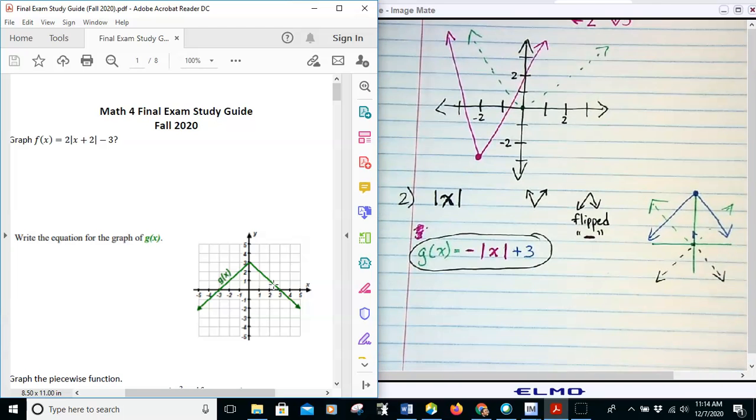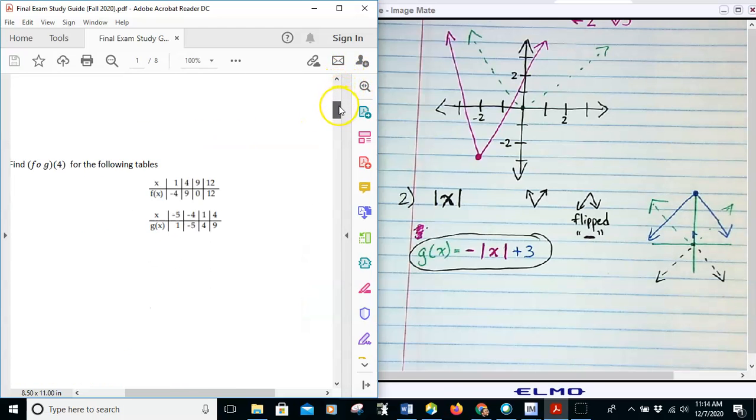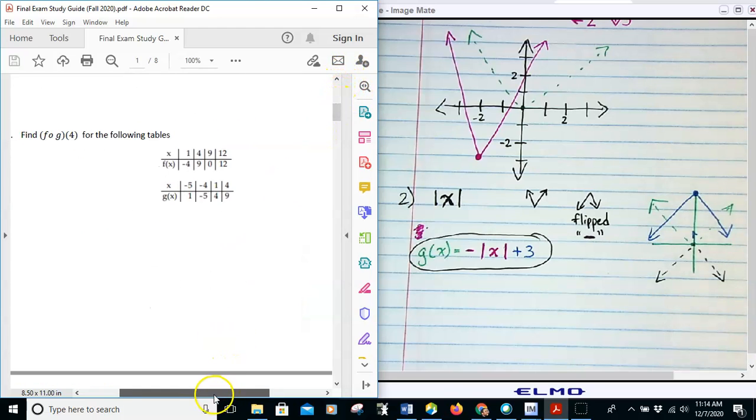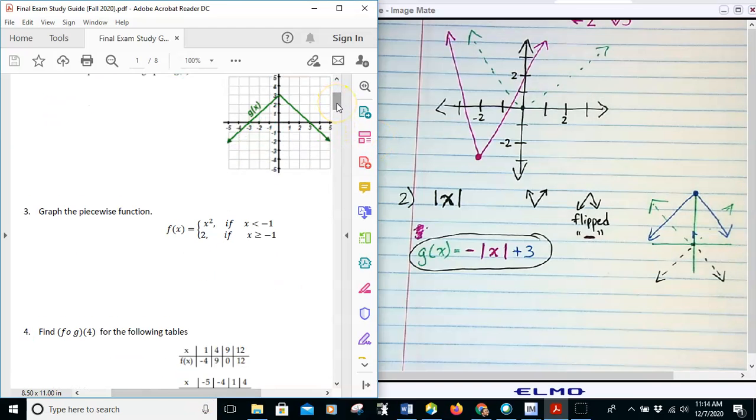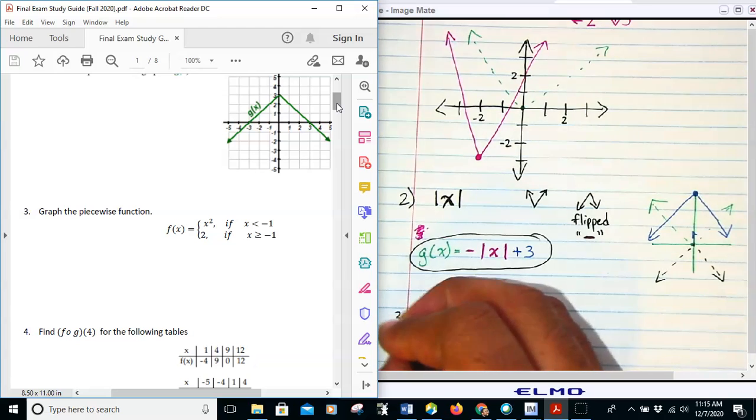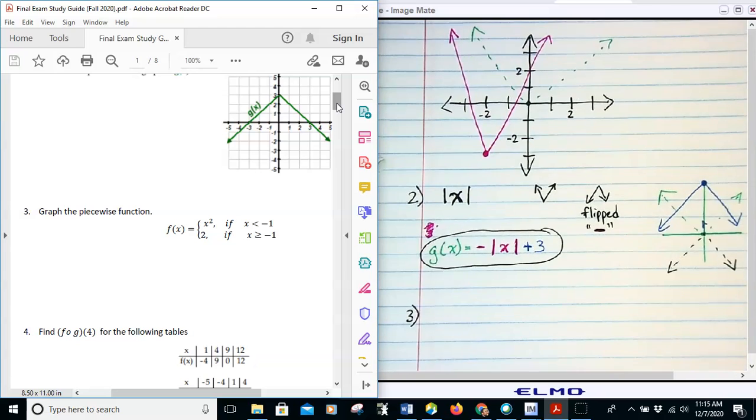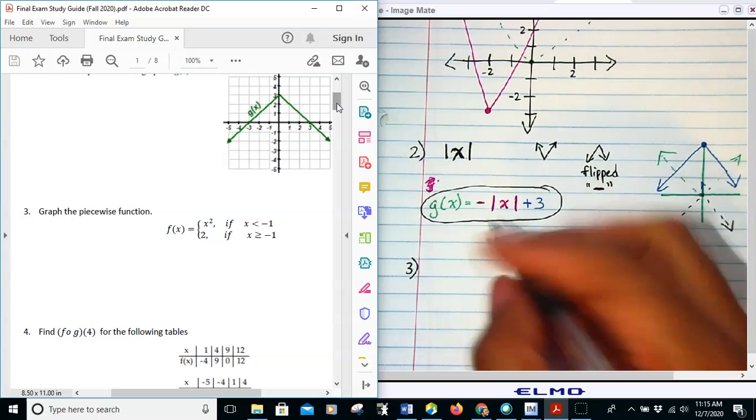Nice, nice. All right, so then number 3 is the part that people are like, oh my gosh, Mr. Hall, this is so confusing. Oh, it's not confusing, guys. Sorry, number 4, number 3. Let's go ahead and take a look at that one. That's our graphing our piecewise function. Guys, we got this. We can do this.